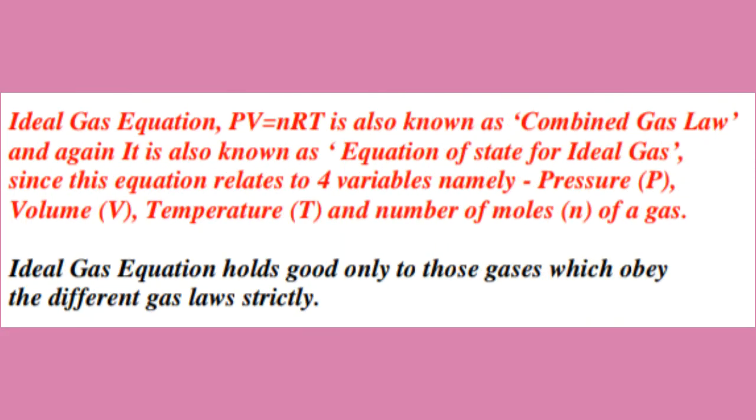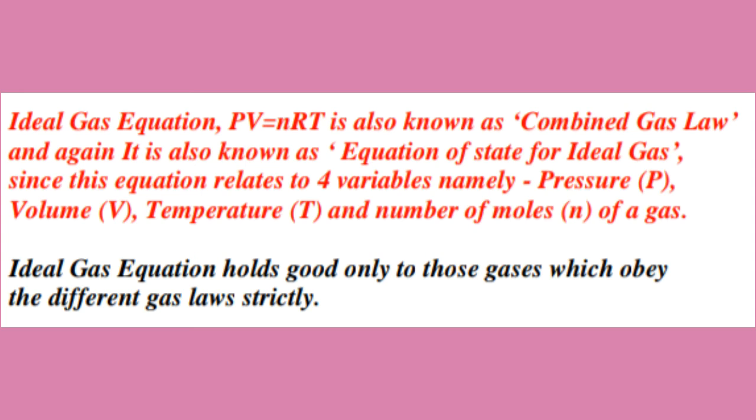Ideal gas equation PV equal to nRT is also known as combined gas law, and again this ideal gas equation is also known as equation of state for ideal gas, since this equation PV equal to nRT relates four variables, namely pressure, volume, temperature, and number of moles of a gas. So the ideal gas equation holds good only for those gases which obey the different gas laws strictly.